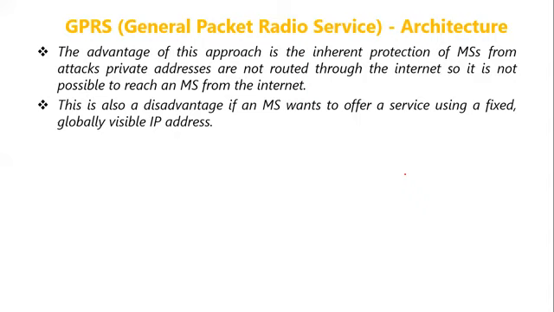So there is a disadvantage also in this case. If an MS wants to offer a service using a fixed globally visible IP address, that cannot be done. If a mobile station wants to provide a service, for example, if you want to host anything using your mobile phone, that is not possible because your IP address is hidden. So this is a difficulty with IPv4 and NAT. But in IPv6, it is something different.